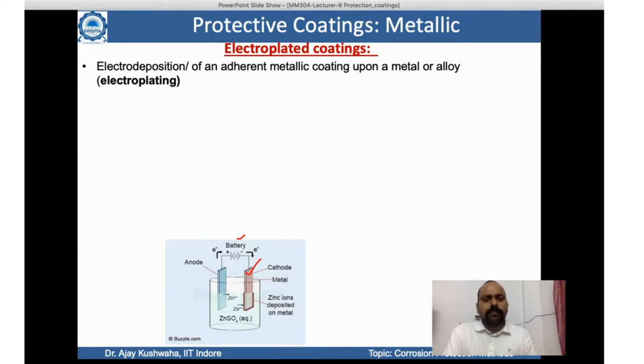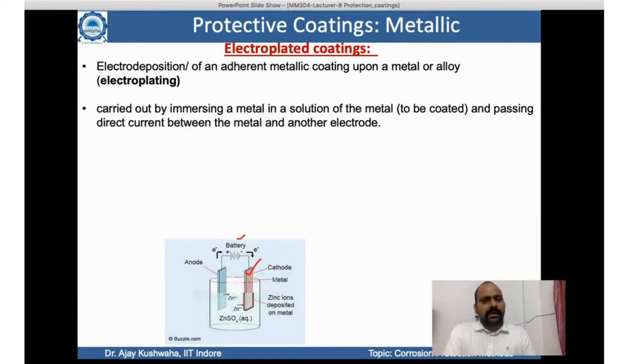So any kind of metal that we select, based on the base material and as per the requirement, we can coat using this method. Here we are immersing a metal in a solution of metal ions. Let's say the metal is steel and we are immersing it in a zinc ion based solution, as you can see here in the figure, and then passing current directly between the metal and another electrode.